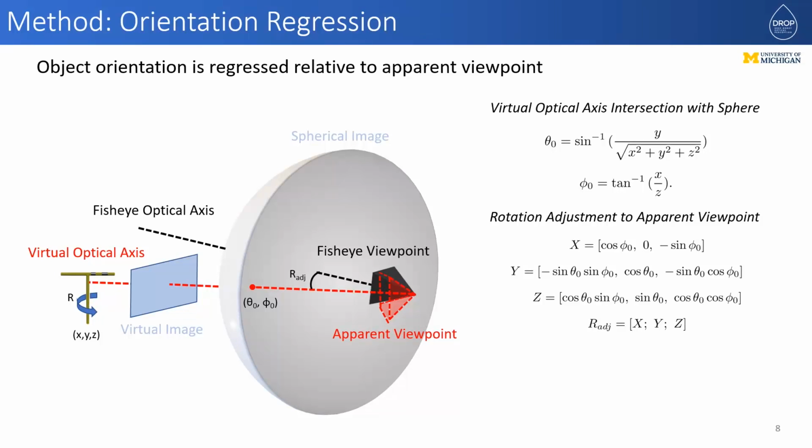A rotation adjustment matrix can then be constructed column-wise using the coordinates of the rotated virtual camera frame axes in the spherical coordinate system. The orientation of the object is regressed relative to this virtual optical axis, and the true orientation can be recovered using the rotation adjustment matrix. This framework assumes the translation is regressed independently of the orientation, which is typical in pose estimation networks, and the regressed translation is used to recover the true orientation.